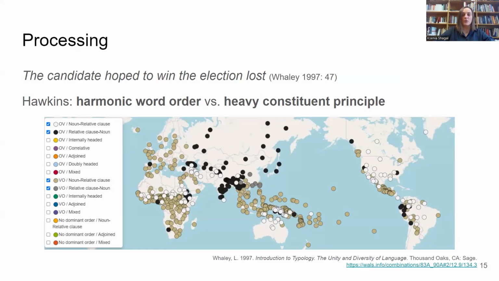The candidate hoped to win the election, lost. It probably takes you some time to see what is actually going on, because, well, it's the candidate that hoped to win the election, but lost. But what you think first when you try to read this sentence is that the candidate hoped to win the election. This is where you expect the end of this sentence, because the first way in which you want to understand this sentence is that hoped is actually the main verb. So it's the predicate here, but it's not.